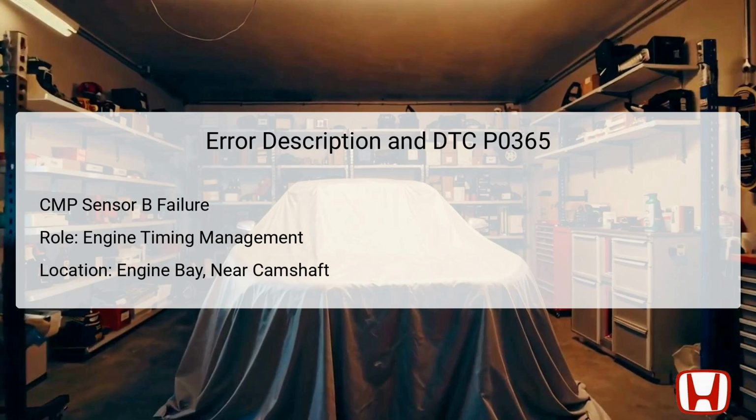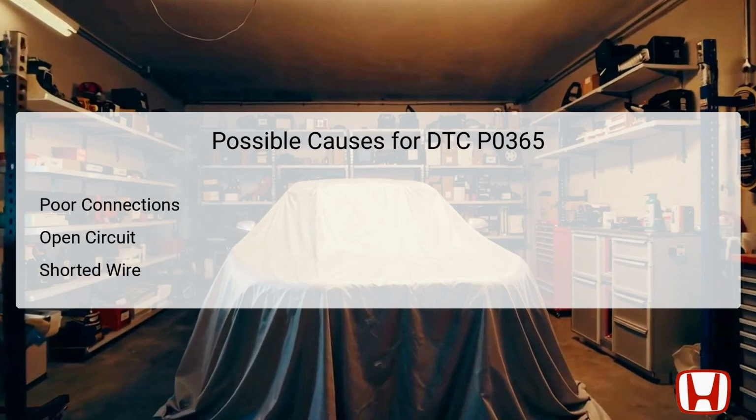Located in the engine bay near the camshaft, the CMP sensor B is connected to the vehicle's wiring harness responsible for sending information to the powertrain control module, PCM. It is imperative to understand the role of these components, as any disruption in this signal can lead directly to the DTC being triggered. The potential causes for the DTC P0365 can stem from several electrical issues.